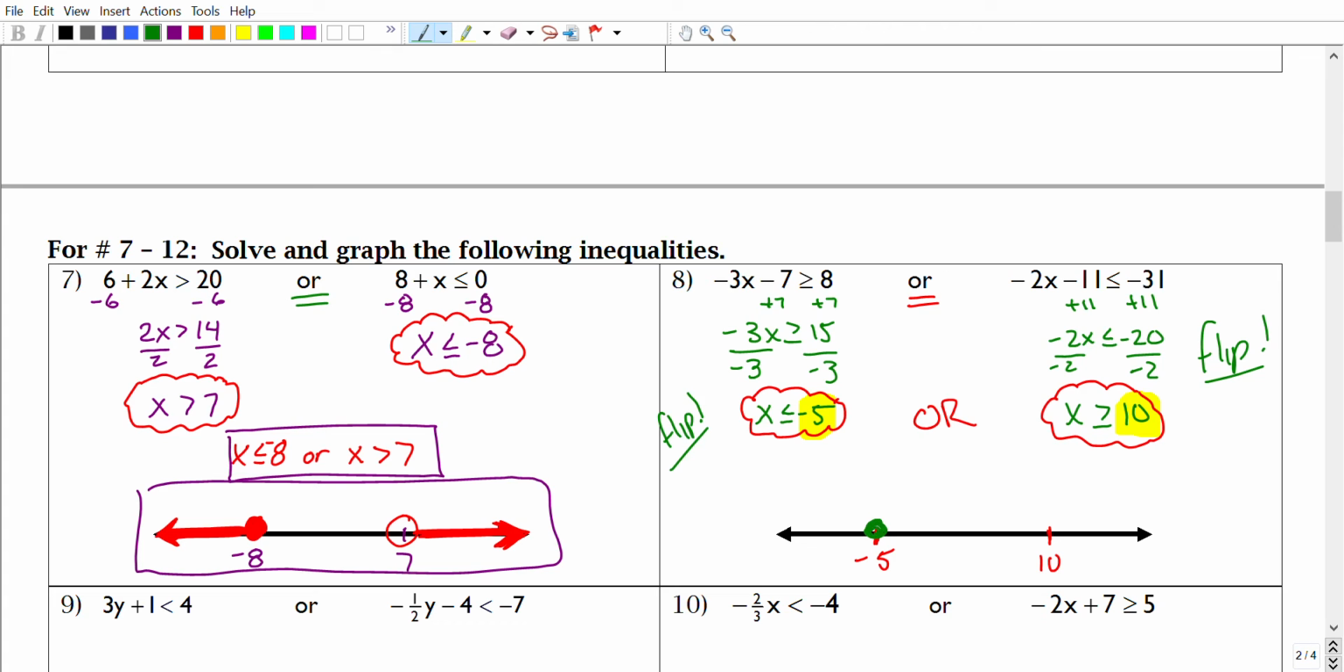This takes a closed circle because it's an equal to, and x is less than, so it goes to the left. All the values to the left of -5 are solutions. So this is my graph to the left. Now the one to the right also takes a closed circle because it's x is greater than or equal to 10, and because it's greater than, that is all the values to the right. So this is my graph.